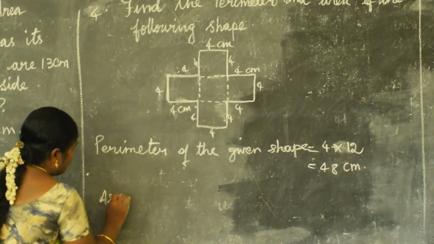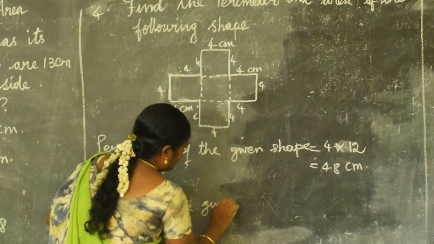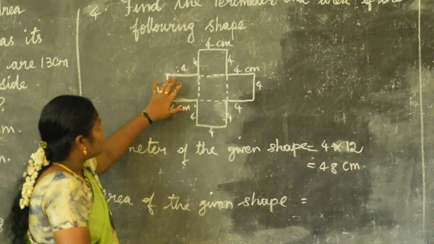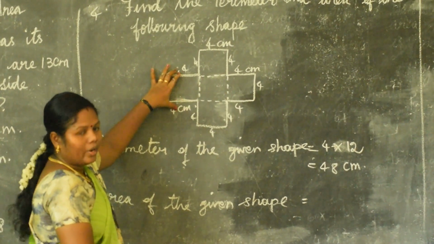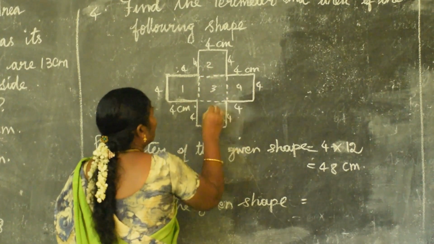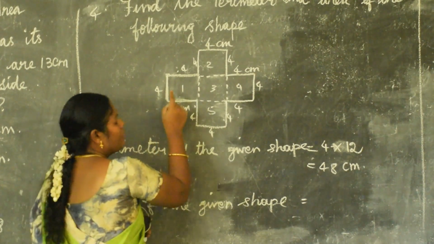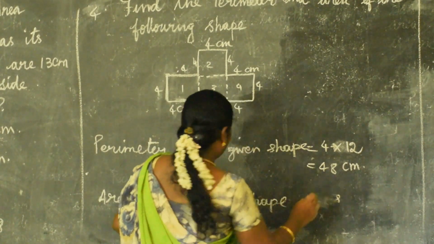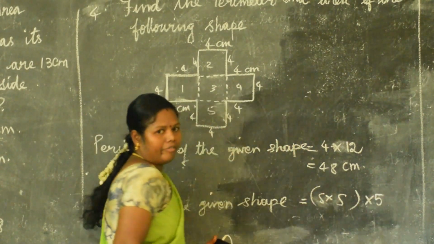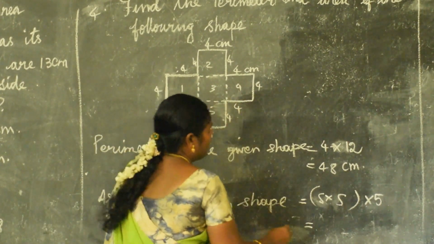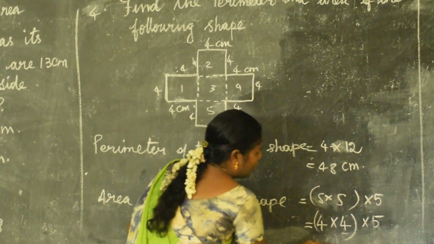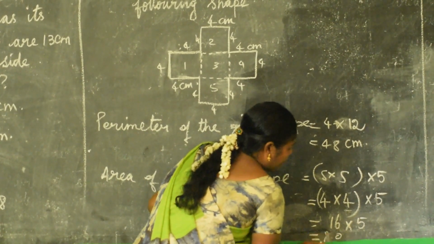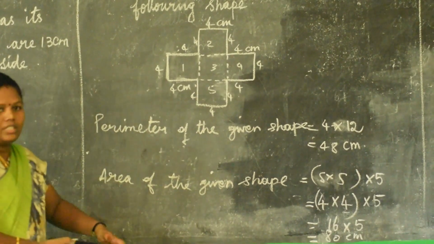Next, the area of the given shape. See the shape, this is a square shape. Listen, how many squares are in this shape? 1, 2, 3, 4, 5. 5 squares are here. First of all we want to find the area of one square. The area of a square formula is side into side, multiplied by 5 because we have 5 squares. The side given is 4 centimeter. So 4 into 4 into 5: 4 fours are 16, into 5 equals 80 centimeter. So this is the area of the given shape.